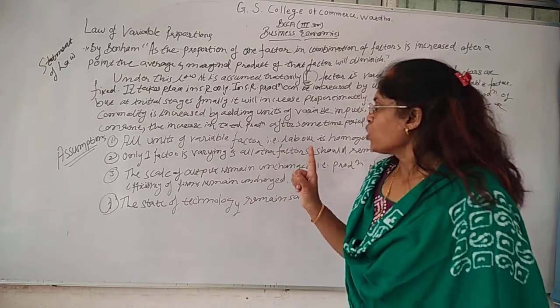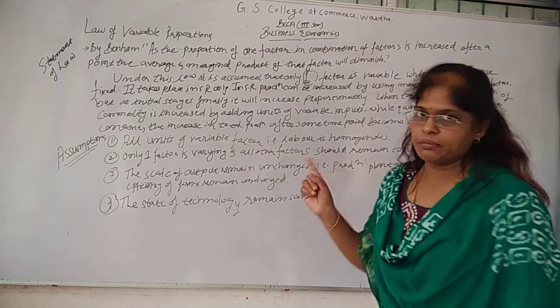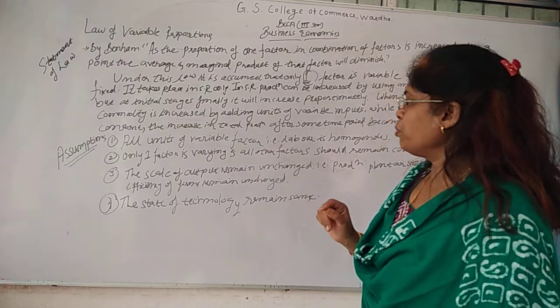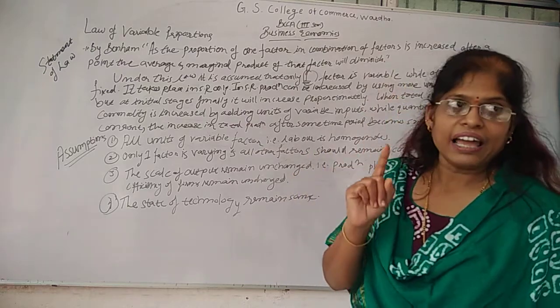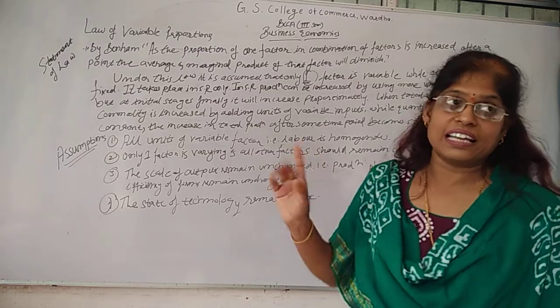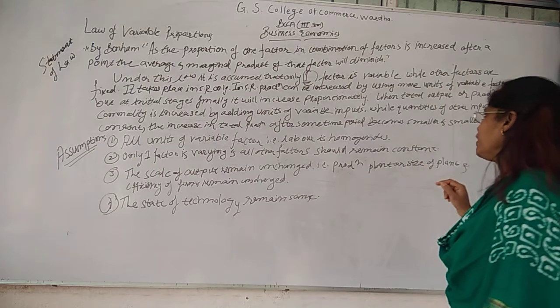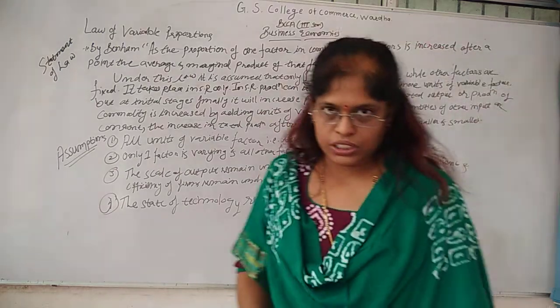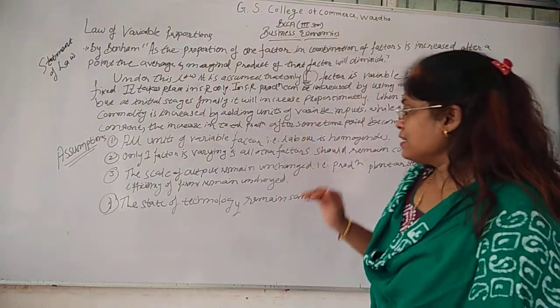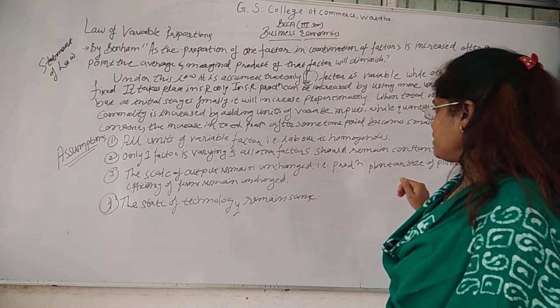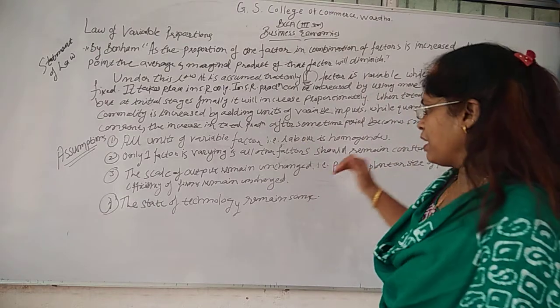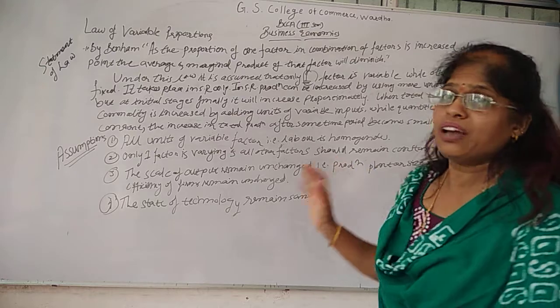First is what? All units of variable factor, that is labor, are homogeneous. What does the second point say? Only one factor, and that factor considered here is labor, is varying and all other factors should remain constant. Then the third, the scale of output remains unchanged, that is production plant size and efficiency of the firm remain unchanged.